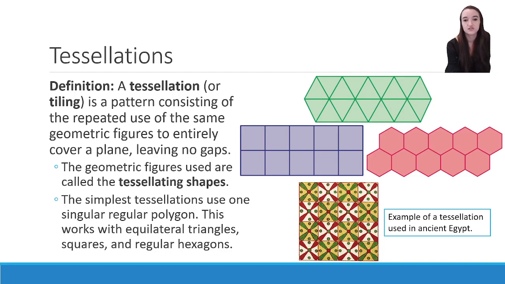The simplest tessellations use one singular regular polygon. This works with equilateral triangles, squares, and regular hexagons. I say this because those are the only regular shapes that it works with. So of course, we could tile with rectangles if we wanted to. If I can do it with squares, let's make these wider, right? I can do it with rectangles. Pretend that's actually a rectangle if that's a straight line.